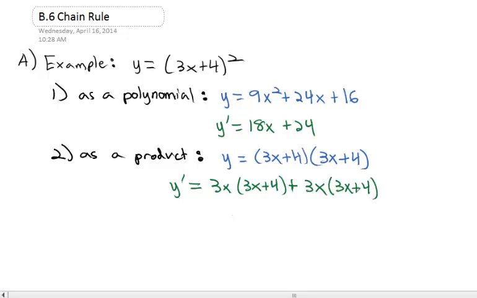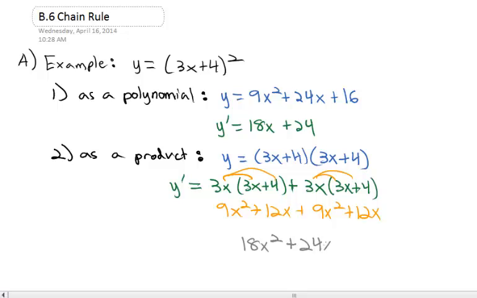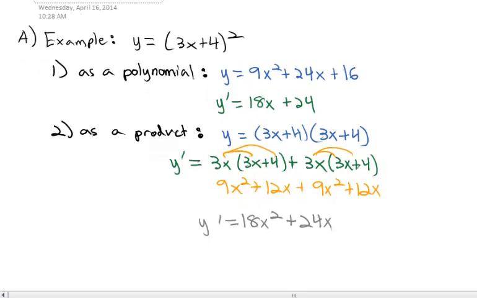And then it's just a little bit of algebra to distribute. That gives us 9x plus 12 plus 9x plus 12. Combine like terms: 9 and 9 is 18x, plus 12 and 12 is 24. So y prime, our derivative, is 18x plus 24.